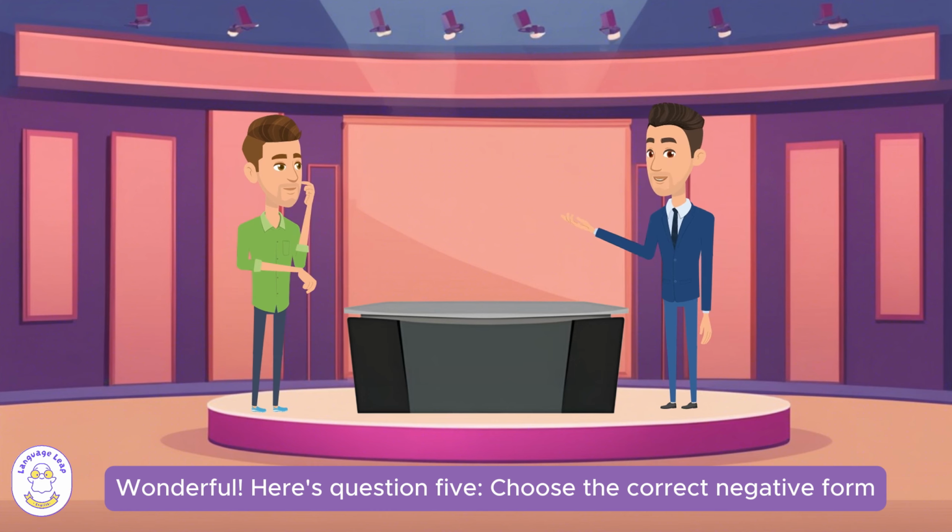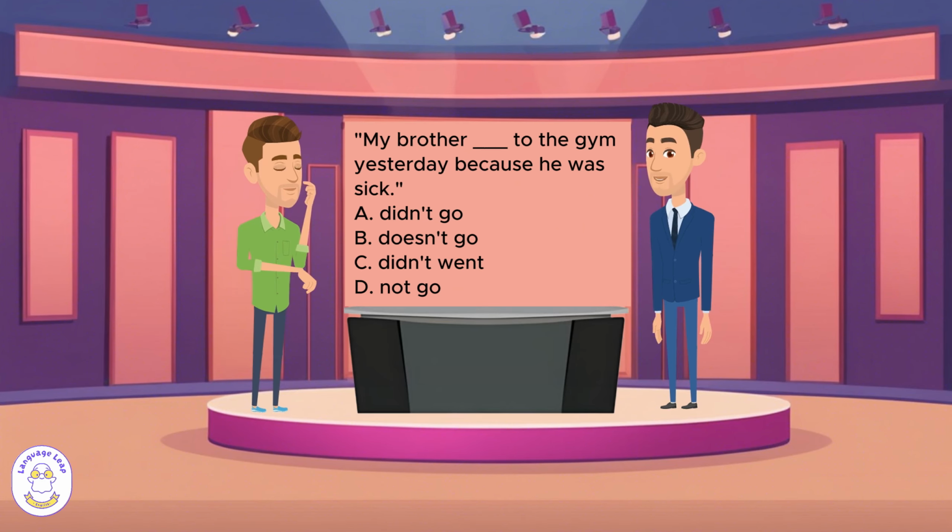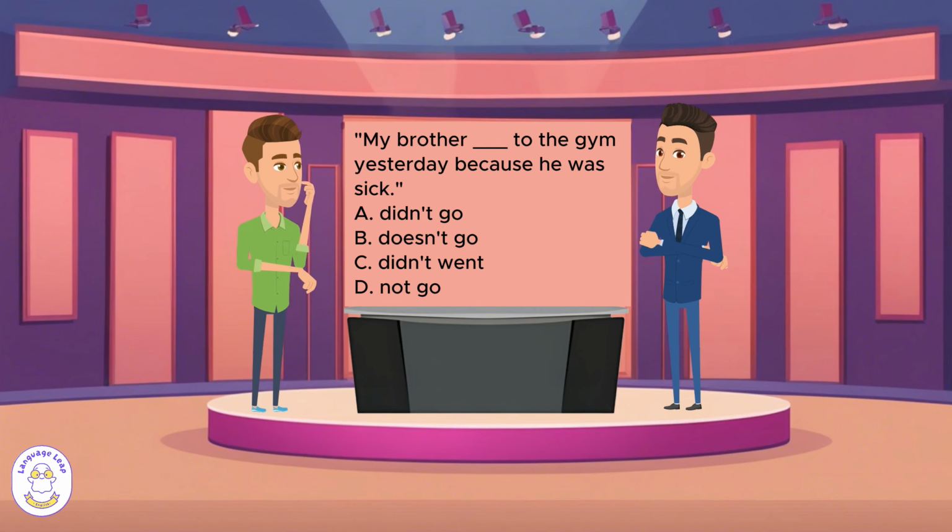Choose the correct negative form. My brother A. didn't go, B. doesn't go, C. didn't went, D. not go to the gym yesterday because he was sick. I'll say A.